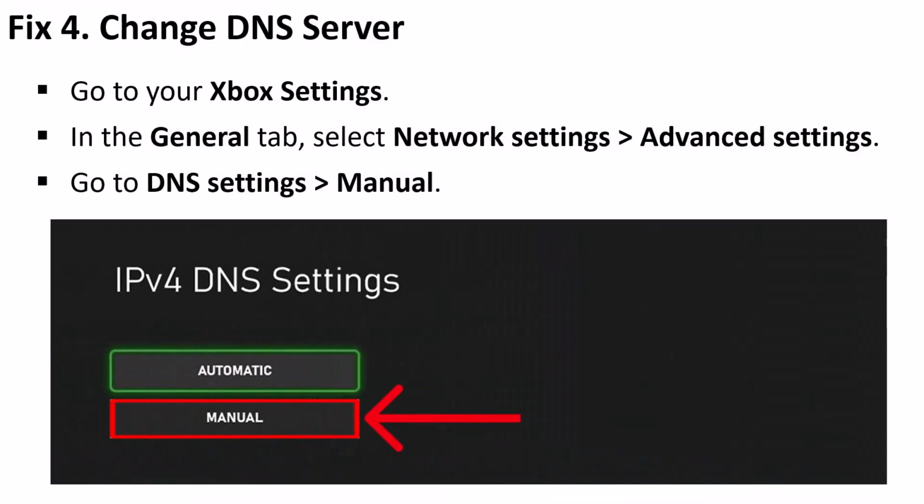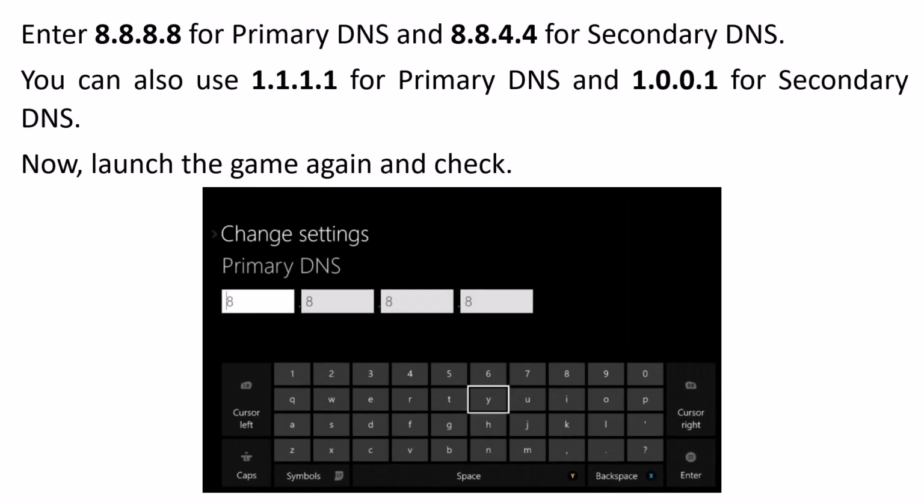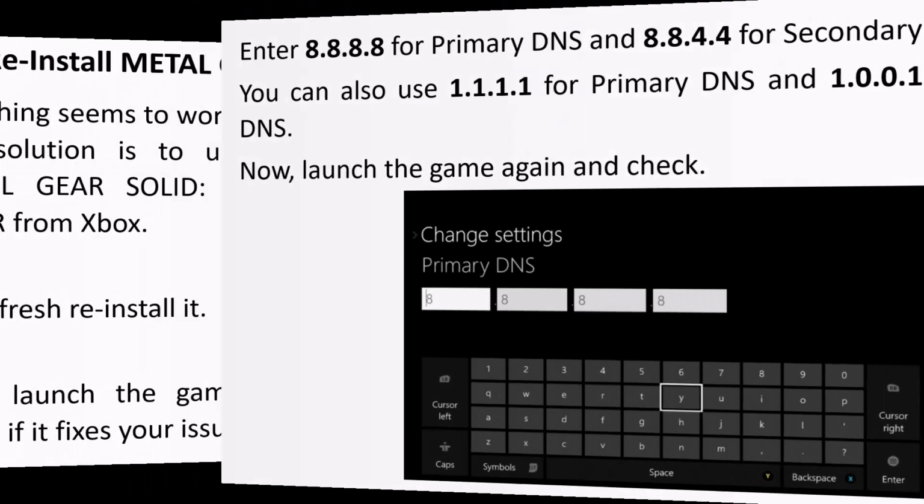Fix 4 is to change DNS server manually. So go to your Xbox settings, in general tab select network settings, advanced settings, go to DNS settings, manual. Now in primary DNS enter 8.8.8.8 and in secondary DNS enter 8.8.4.4. Now launch the game again and check. If that doesn't work, then repeat the process and this time in the primary DNS enter 1.1.1.1 and in secondary DNS enter 1.0.0.1 and then you can launch the game and check.